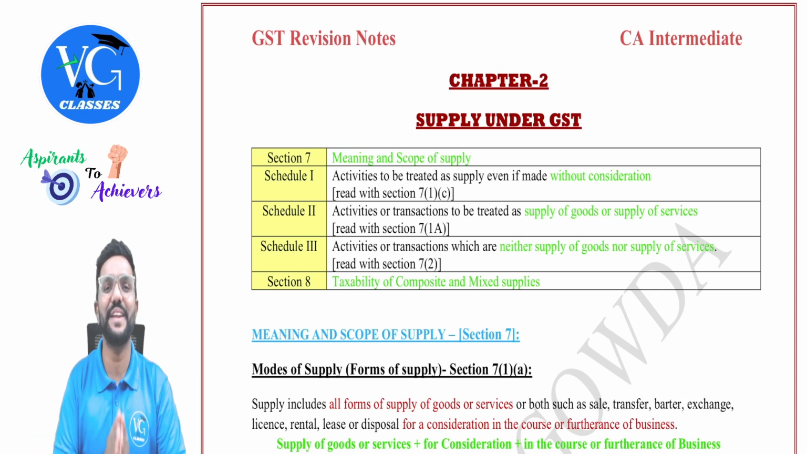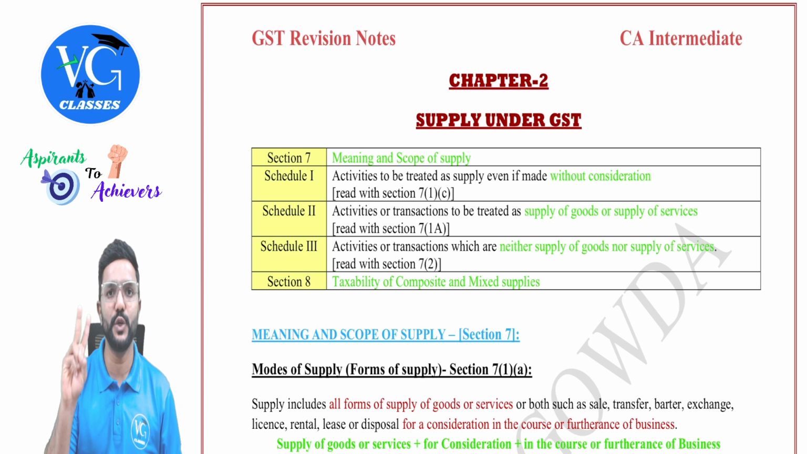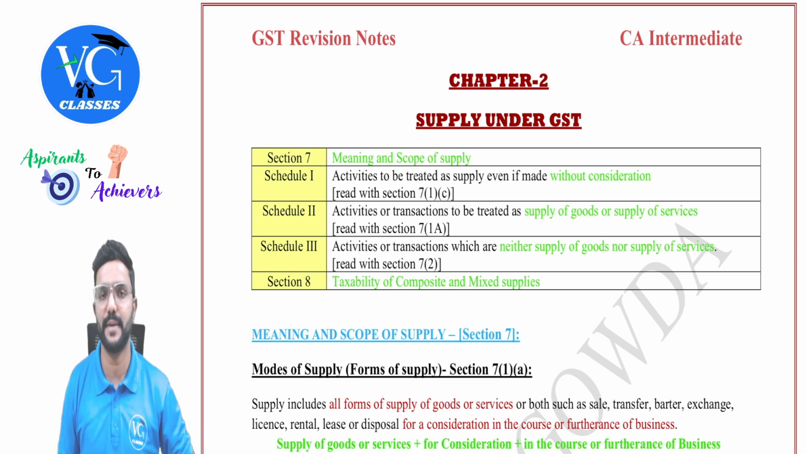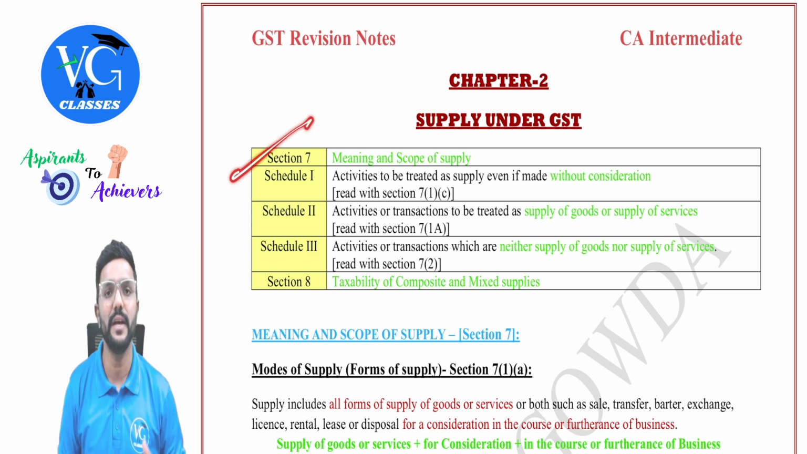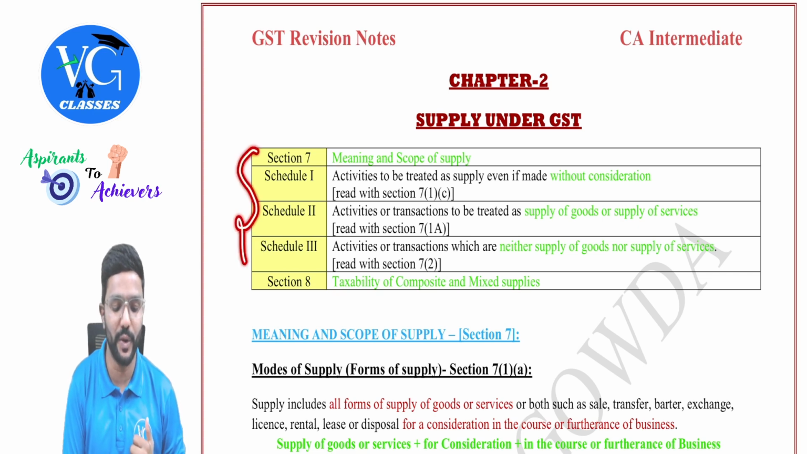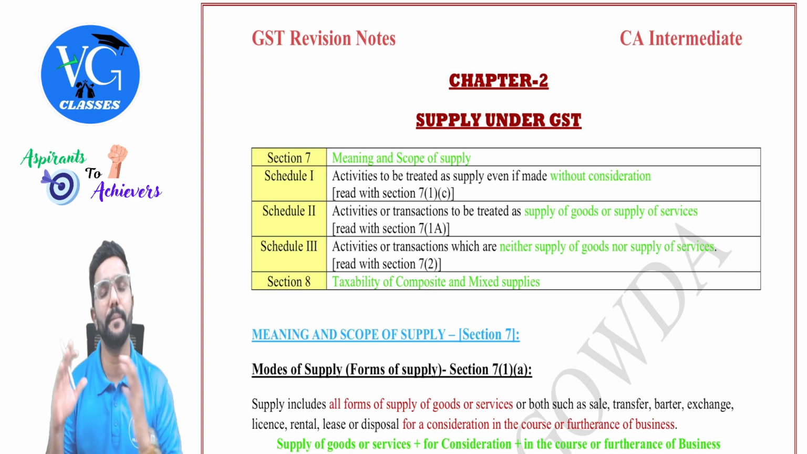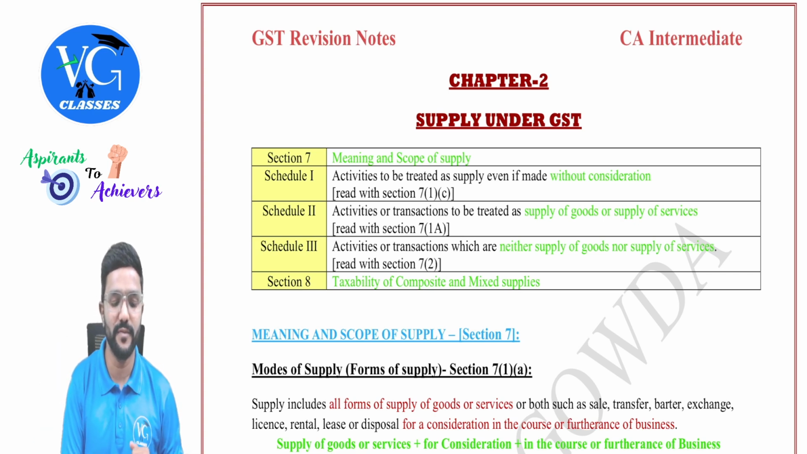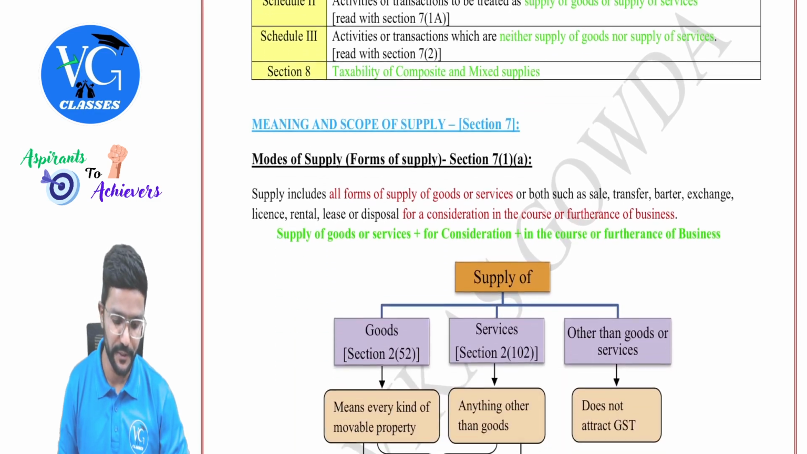Yes, students, now we will revise the second chapter in our indirect tax, which talks about the supply under GST. We'll be focusing on two sections of the CGST Act in this chapter. That is section 7, which talks about the meaning and scope of supply, read along with schedule 1, 2, and 3. So this has to be studied together, guys. Then we also learn section 8, which talks about the taxability of composite and mixed supply. But first, let us focus on section 7 along with the schedules. Then we will take up section 8, guys.